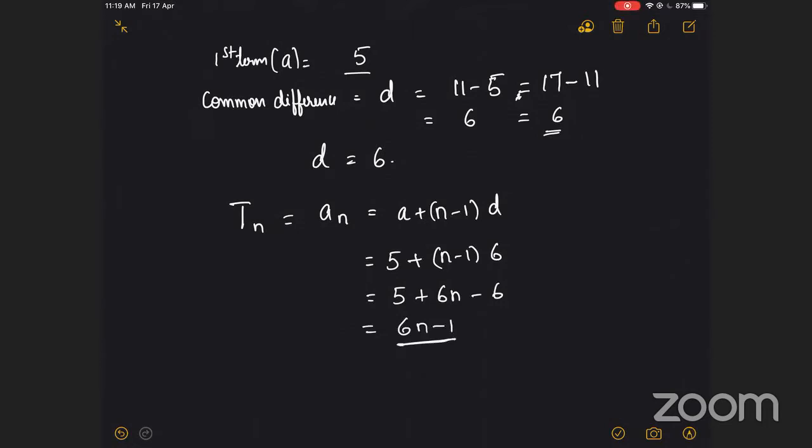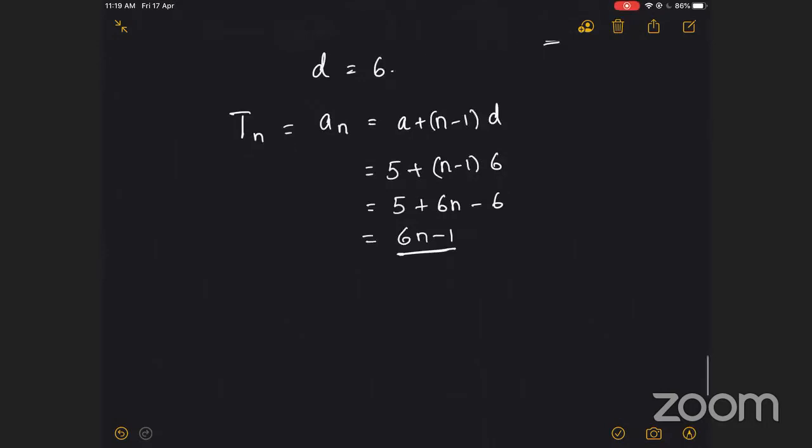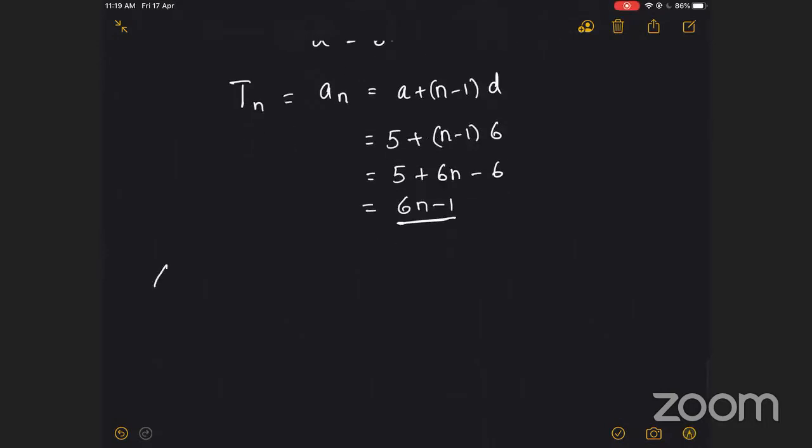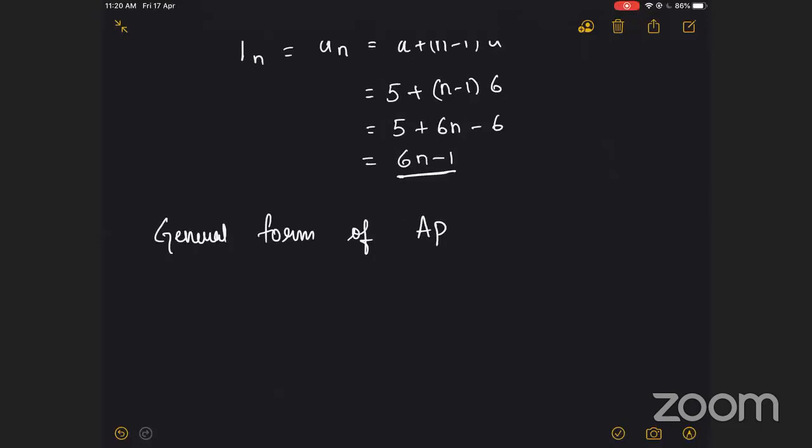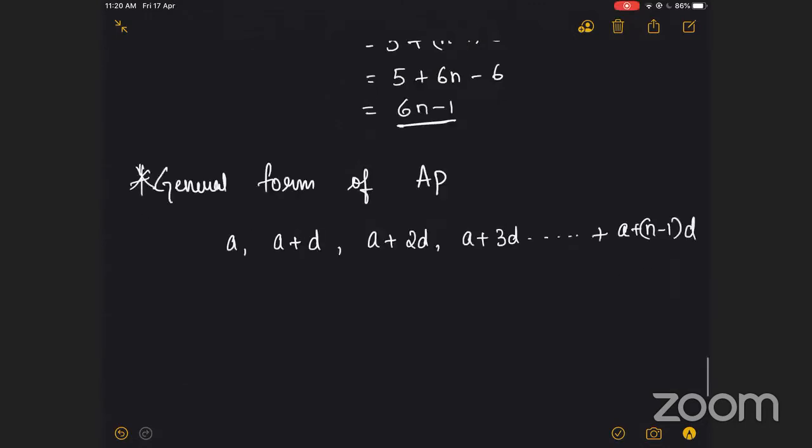So I hope everybody understood the nth term concept. So what is the general form of an AP? Starting with A, I should add D. So A plus 2D, A plus 3D, and so on up to A plus (n minus 1) times D. So this is the general form of an AP.